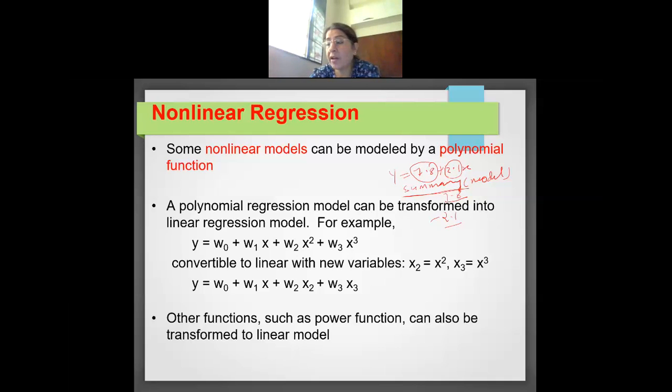Polynomial regression can also be used. For example, we talked about y equals W0 plus W1x1 plus W2x2 and so on. That was the simple linear model. Here you can have polynomial regression also: x, x square, x cube and so on. Other functions such as a power function can also be used, depending on your data.